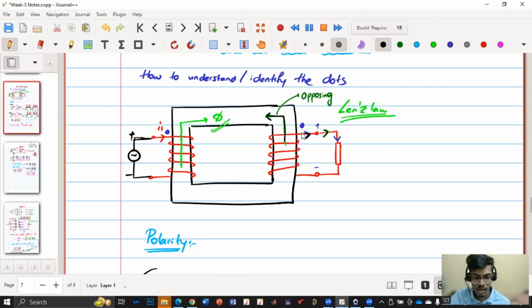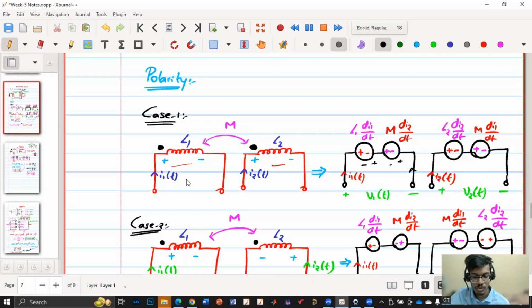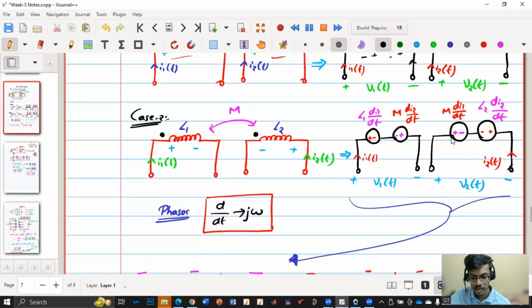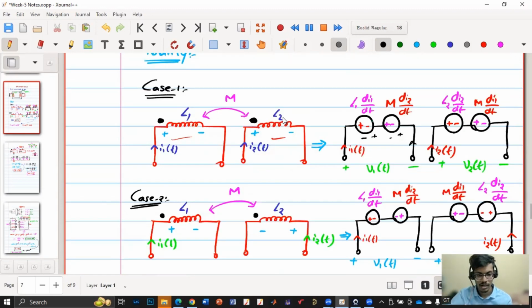And once the dot convention is given, it is up to your choice. But usually this is much better because here there is no phi business, whether it is going top to bottom or bottom to top. It is very simple. If it is entering with the same polarity, if it is different, then it is opposite polarity. But you can still get this from here also, which you can try later as your homework.